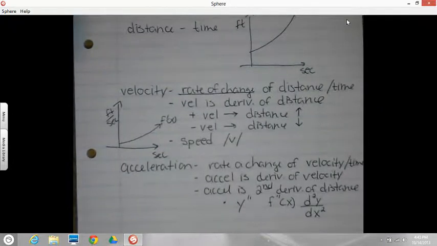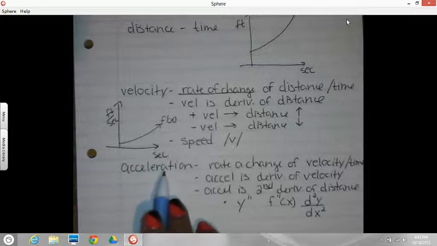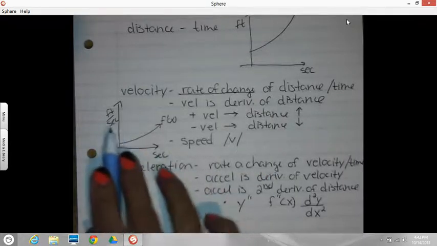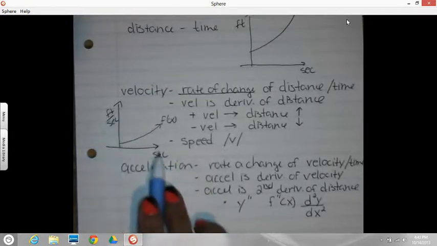But now when I go to acceleration, I'm going to be doing the derivative of these two units. And when we do a derivative, we're dividing, because we're taking the change in velocity over the change in time.